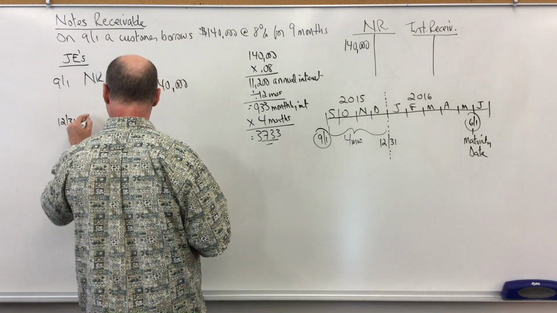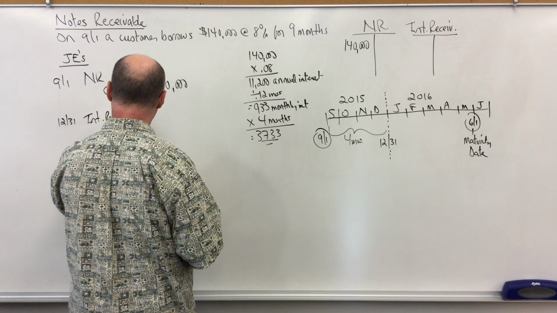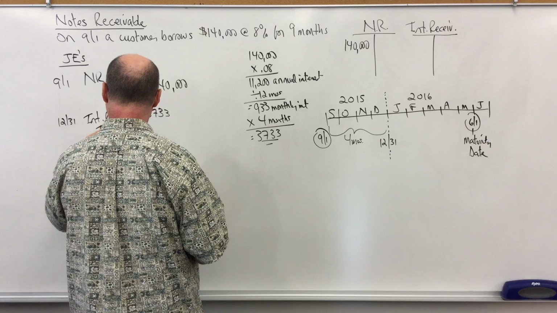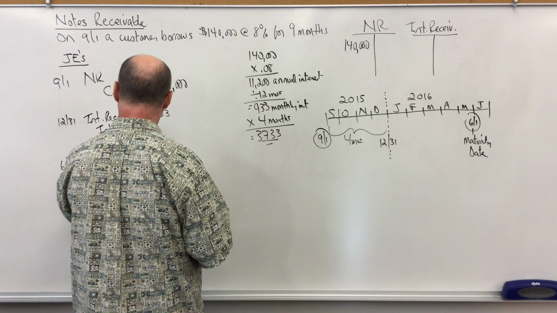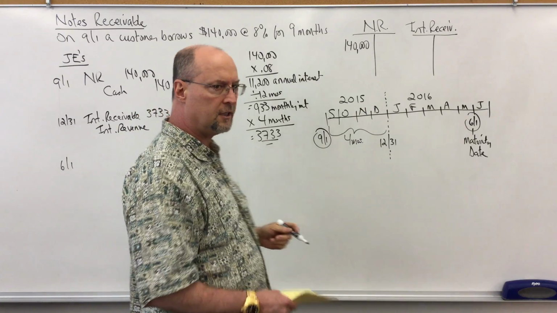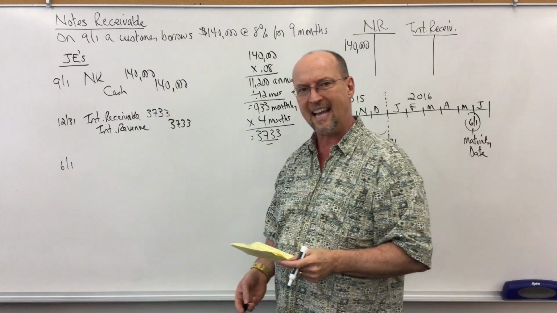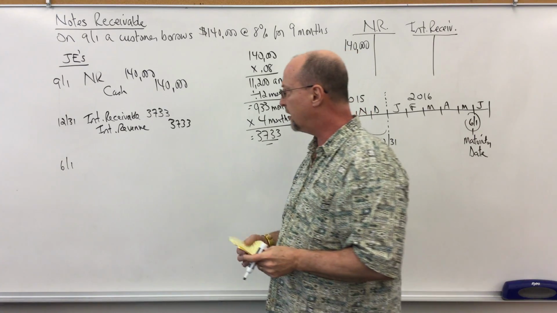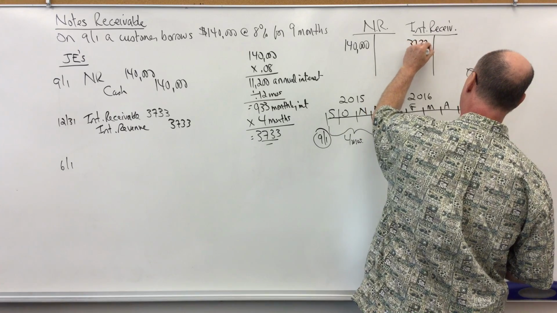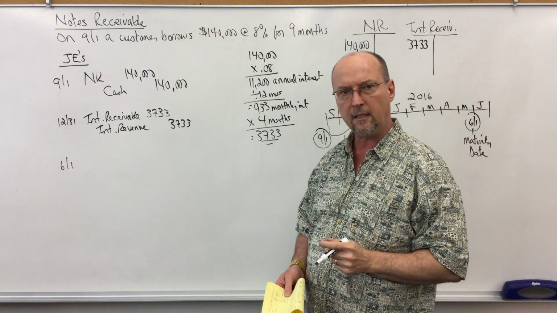So I'm going to debit interest receivable for $3,733, and I'm going to credit interest revenue for $3,733. This is an adjusting entry. Interest receivable is an asset, a current asset. It's going to go on the balance sheet. I'm going to put that up here, $3,733. And interest revenue is a revenue account that goes on the income statement.